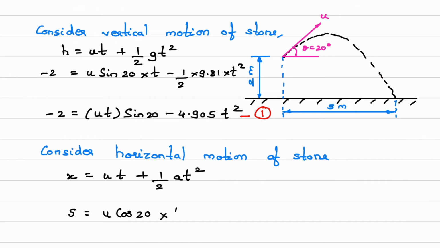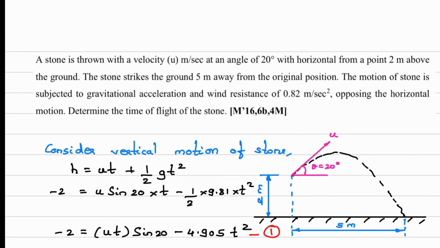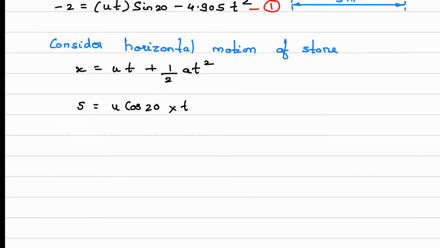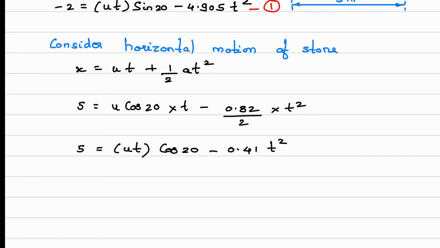Into t. Now for this acceleration, wind resistance is given. So wind is basically resisting the horizontal motion, so that acceleration will be negative. Don't forget that; we have to consider the negative sign there. So minus acceleration 0.82 by 2 into t square. Simplify this and we get 5 is equal to ut cos 20 minus 0.41 t square. Suppose this is equation 2.